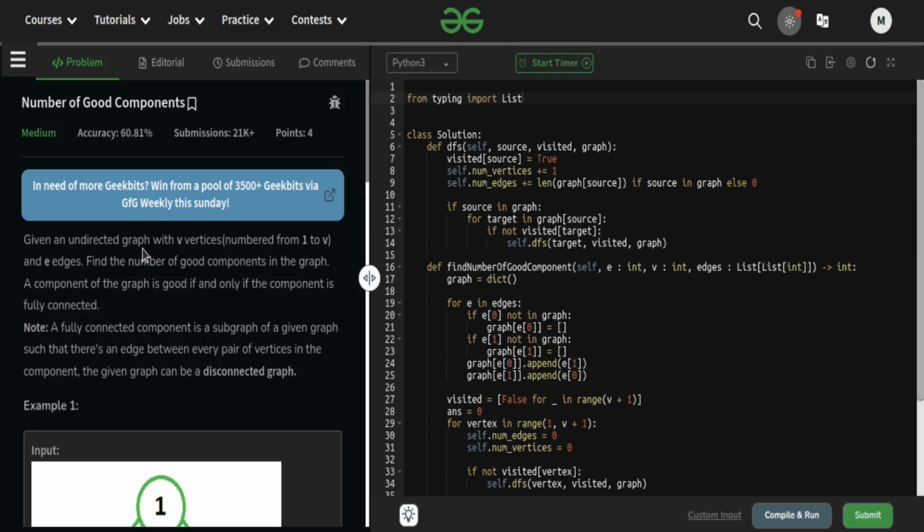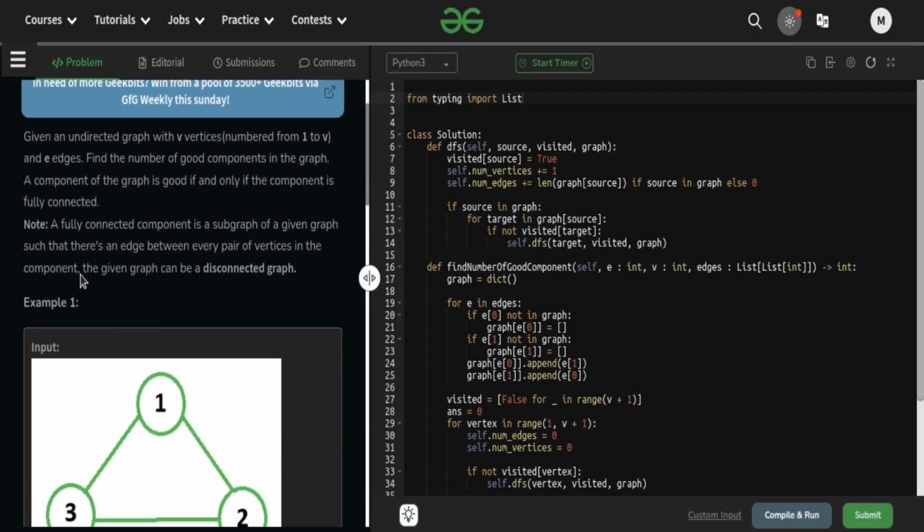Hello guys, in this video we are going to discuss the solution of the problem number of good components. So let us look at the problem statement. The problem statement says, given an undirected graph with v vertices numbered from 1 to v and e edges, find the number of good components in the graph.